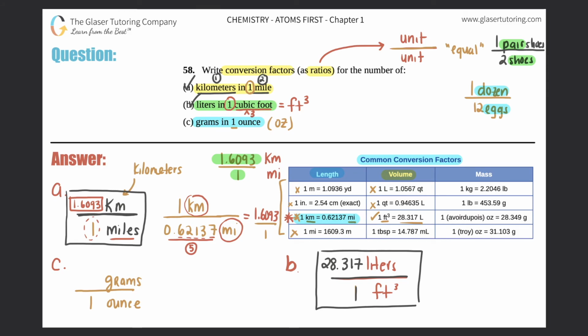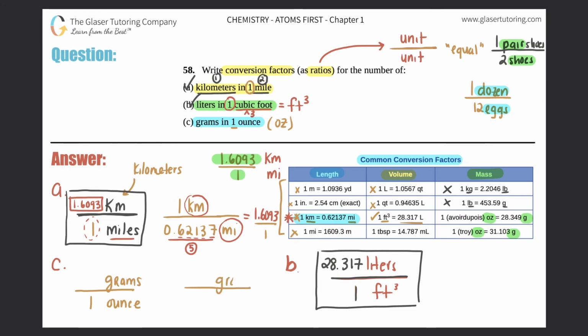Now grams and ounces are a type of mass, so I'm looking in this category. Let's scan it just to see if I could find grams and ounces. Well, the first one is kilograms and pounds, so that's out. Pounds and grams, that's out. Ounces and grams. Now this one, they just say grams in 1 ounce. So I don't think that it really matters which one we use, if we use this ounce with this gram or this ounce with this gram. So we could just write both of them.